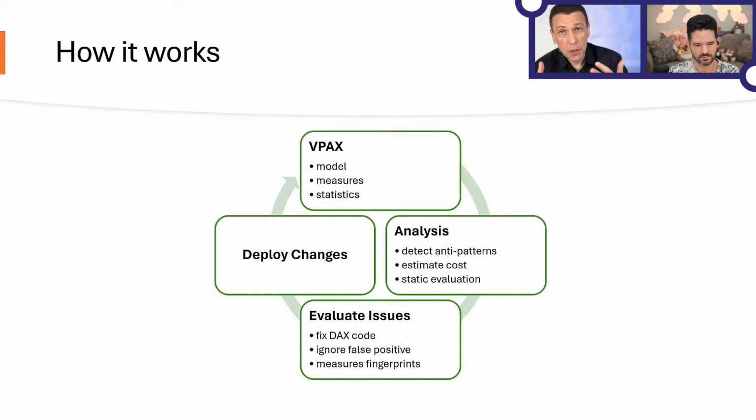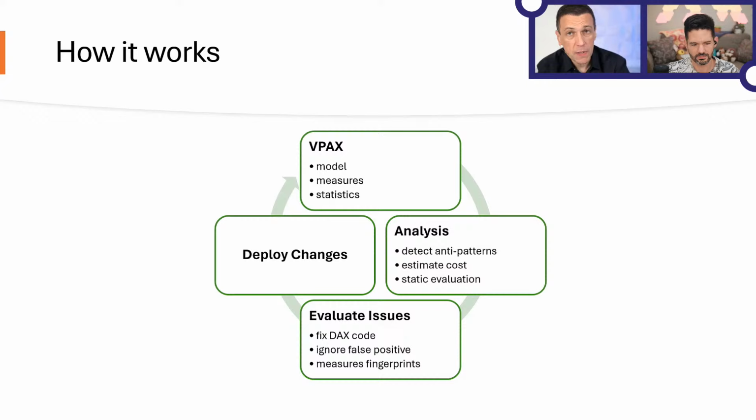Sometimes we have to change the code. Some other times we have what we call a false positive. We say, okay, we know that this part of the code is expensive, but it is what it is. We have to do that. We have to pay the price. That's okay. And at that point, once we complete this cycle, we can continue. We can deploy the changes, publish the new report, and then repeat the process again.